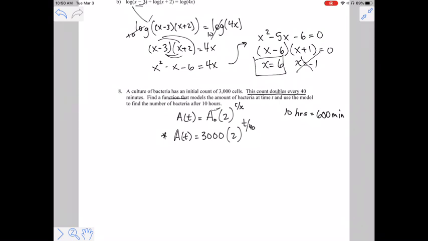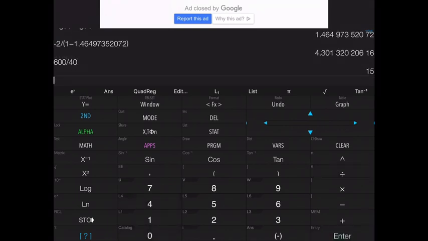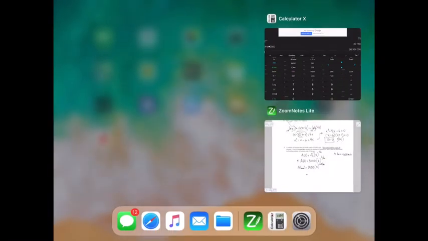So now the amount after 600 minutes is equal to 3,000 times 2 to the 600 over 40. And this is now calculator. 600 divided by 40 is 15, so 2 raised to the 15, and then multiply that by 3,000. That gives 98,304,000.